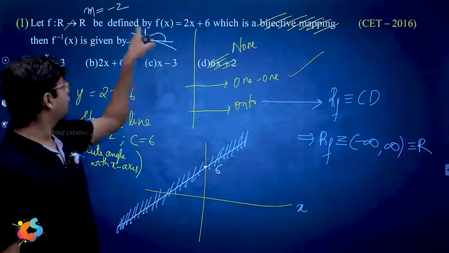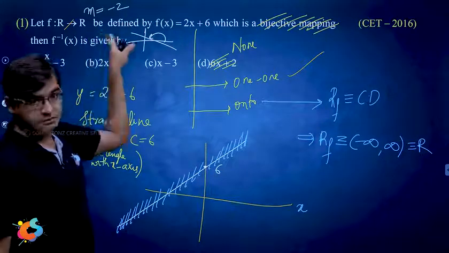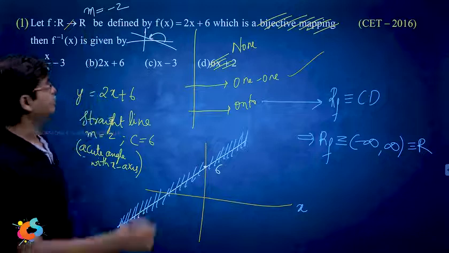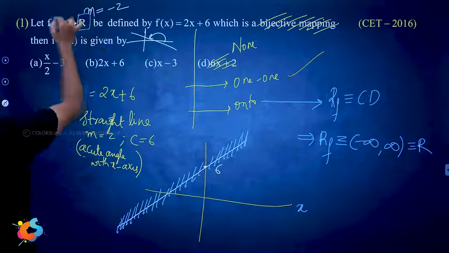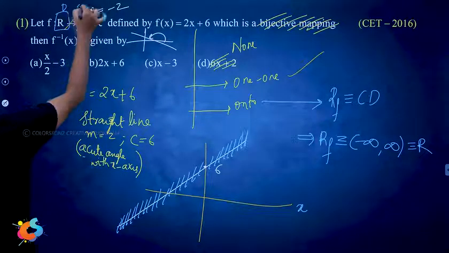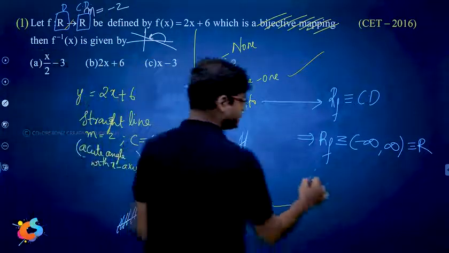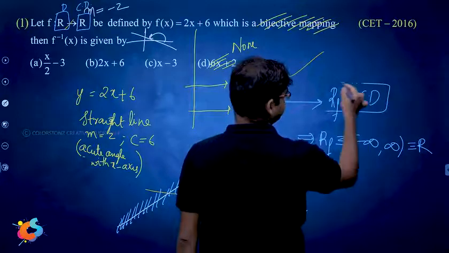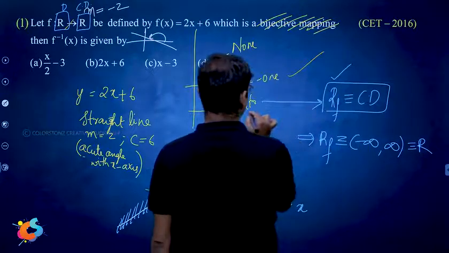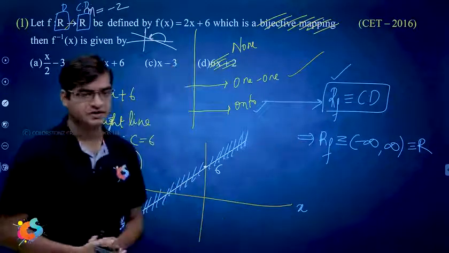Now you compare it with the codomain. That is given in the question. Codomain will be given in the question. Domain will be given in the question. When you compare range and codomain, clearly you can see range and codomain both are same. This implies it is an onto function.